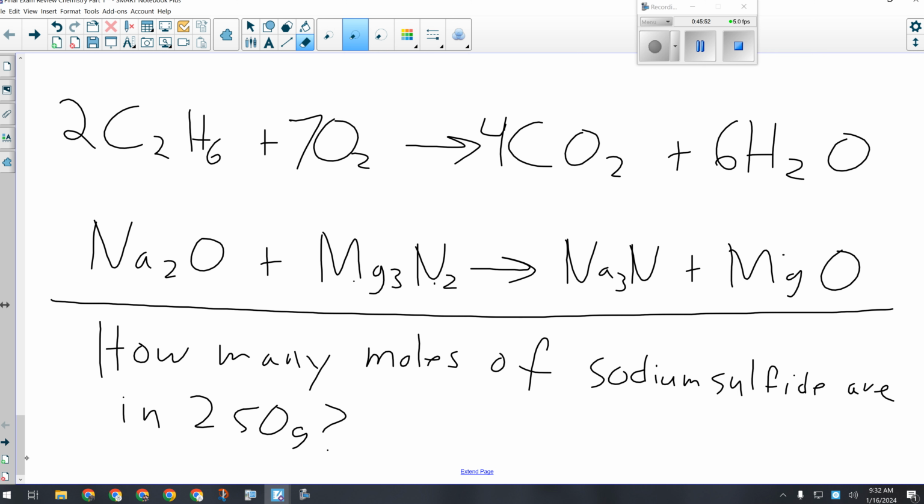There's 3 over here. I put a 3 here. That gives me 3 oxygens. So what do I need to do over here? How many sodium does that give me? 6. That's not good because now, oh no, I've got 3 oxygens. I'm good. And then what do I need to put here? 2. Does that make my nitrogens work? Yeah. Am I done? Yeah. Okay, see what you remember. How many moles of sodium sulfide are in 250 grams?